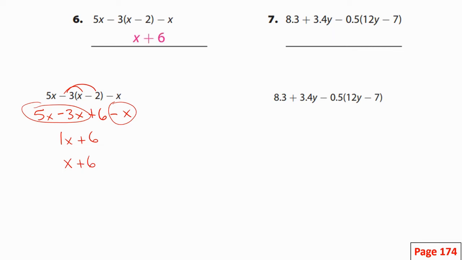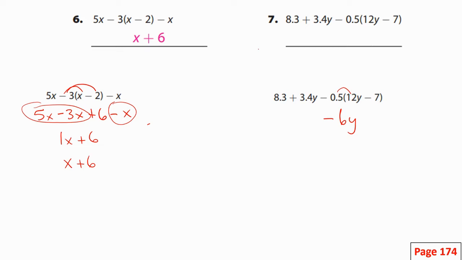The next one here, I'm going to distribute the 0.5 right there, because that 0.5 is being multiplied by everything in the parentheses. Multiplying by 0.5 is the same thing as taking half of it. So half of 12y is 6y, and that's positive times negative, so that's negative or minus 6y.